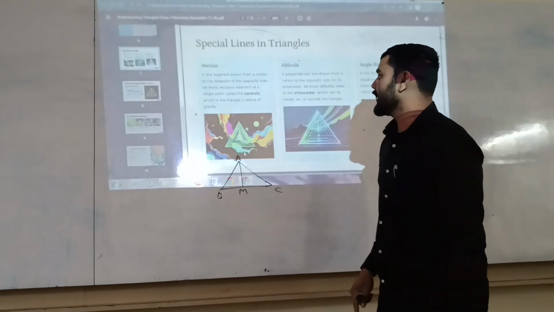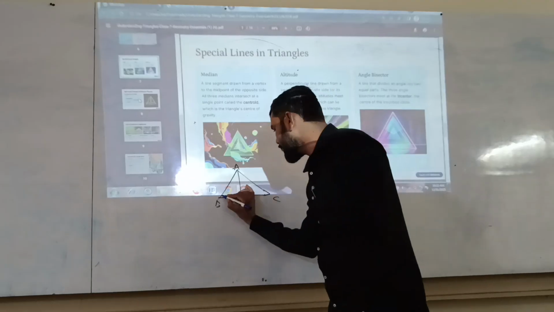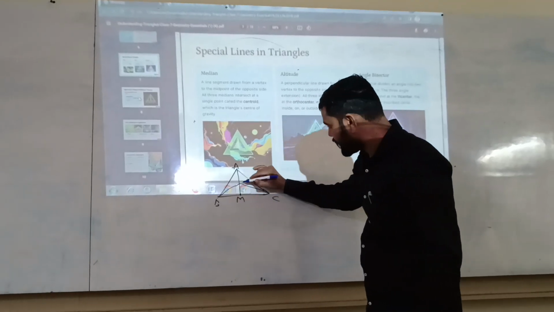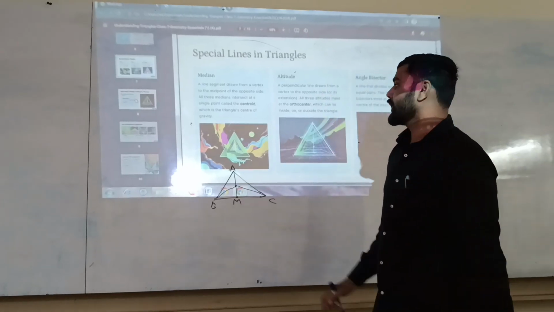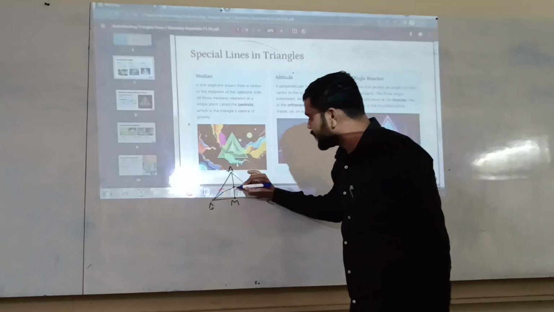All three medians intersect at a single point. This point is called the centroid, which is the triangle's center of gravity.